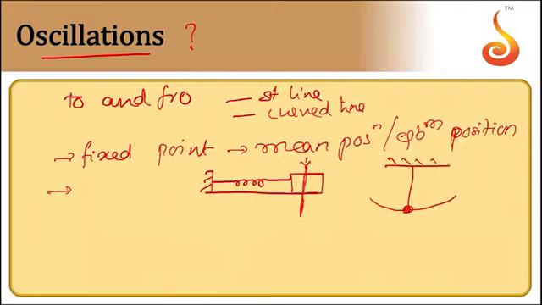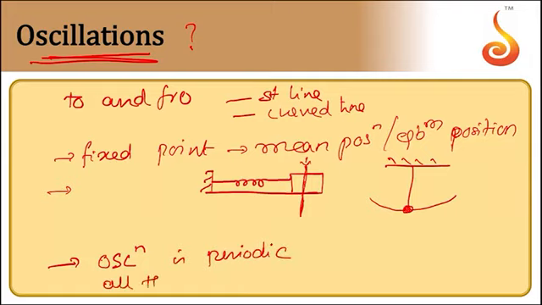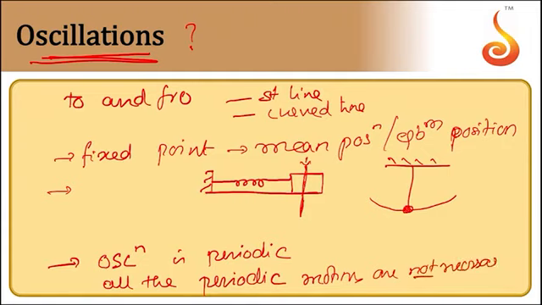Here, simple harmonic motion is the simplest of all the oscillations. Remember, every oscillatory motion is periodic, but the other way around is not necessarily true. All the periodic motions are not necessarily oscillatory.